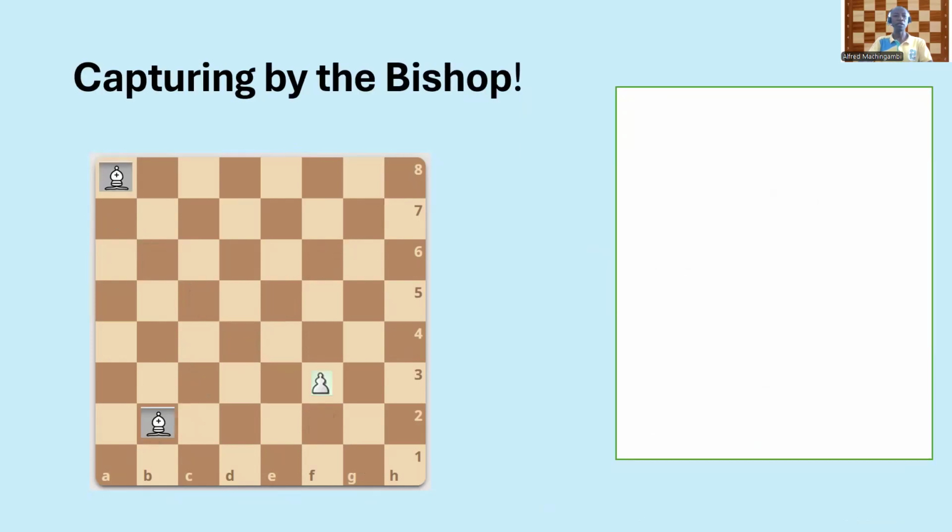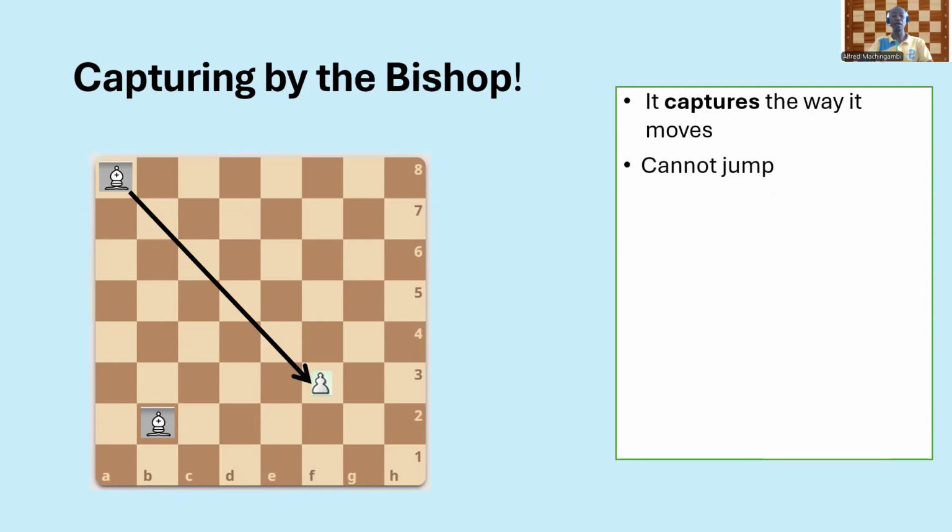Right, let's move on. Now, how does the bishop capture? It captures the way it moves. So as it moves diagonally, it captures diagonally. So in other words, in this case, it captures there, direct from the bishop. But in this case, this is of the same color, so we cannot describe this one as a capture. In other words, it becomes an obstruction within that square, so it will not be able to move beyond that square. And remember, it cannot jump.